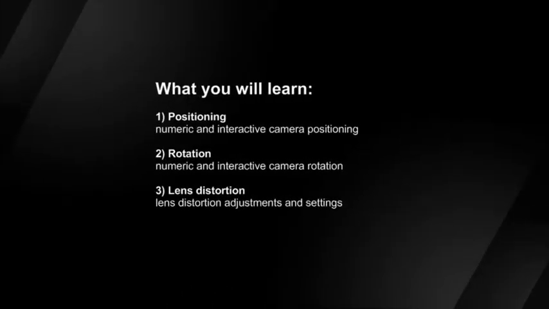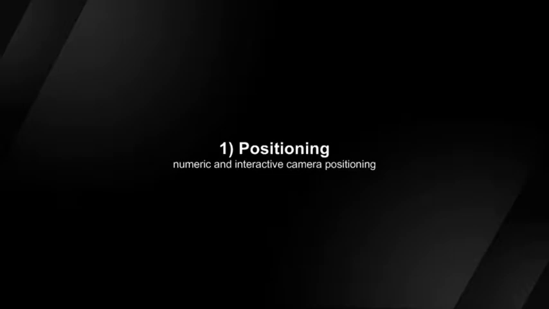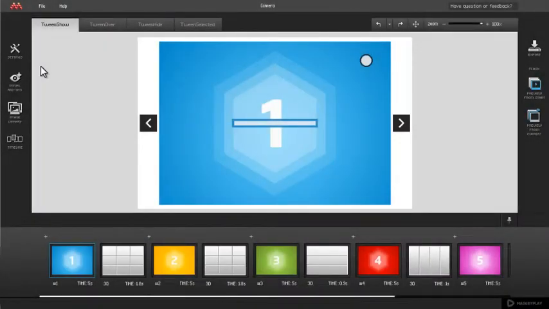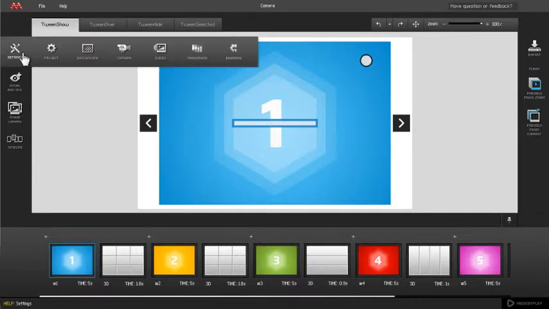In this tutorial, we will explain camera positioning, rotation, and lens distortion settings. Camera positioning. Camera settings allow you to change the perspective angle of viewing your slideshow. Enter the camera properties by clicking the Camera button in the Settings menu.